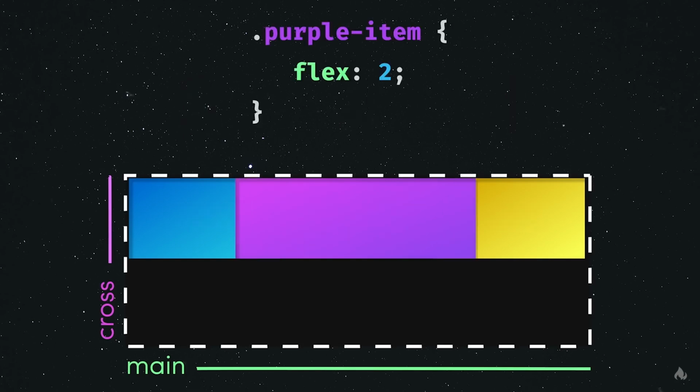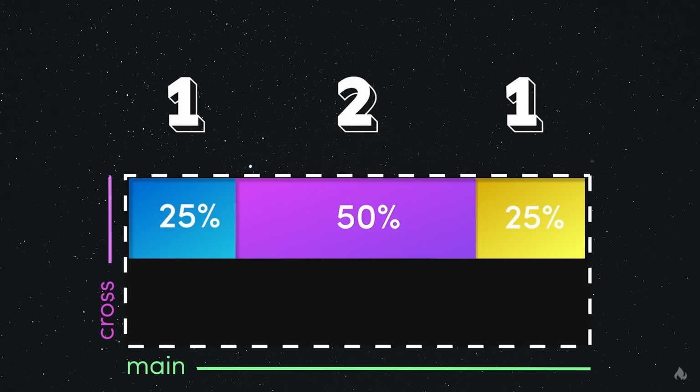If we set flex to 2 on the middle item, it now takes up 50% of the available space because there's a total of 4 flex units at play.